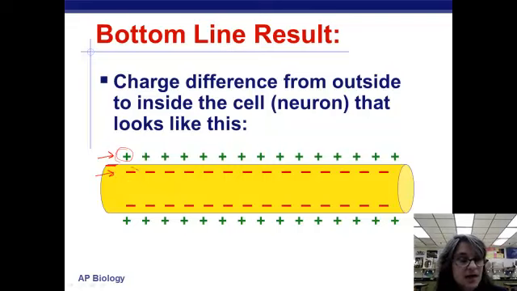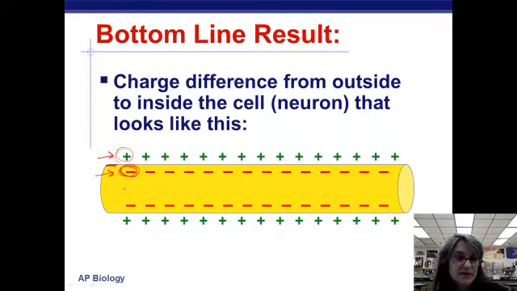There's more positives out here, more negatives in here, and it's a gradient. If the positives could get in, they would. They would flow with their gradient. If the negatives could get out, they would. They'd flow with their concentration gradient, okay? It's important that you get this concept.